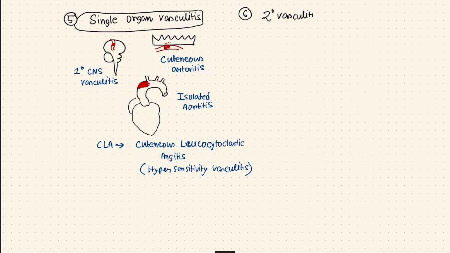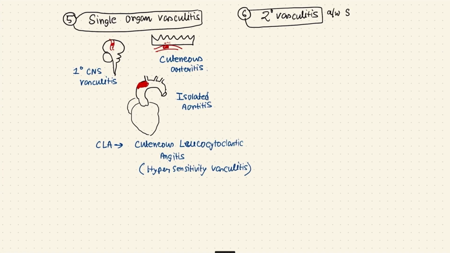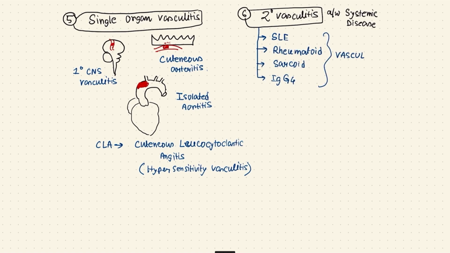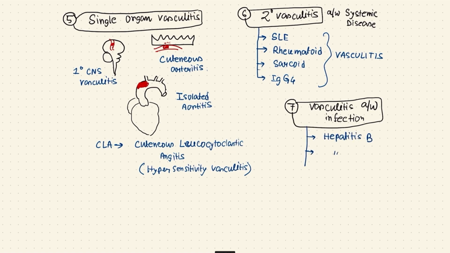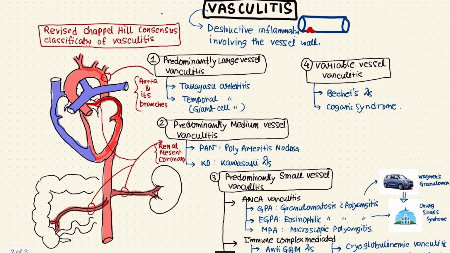And we have secondary vasculitis, which is associated with some systemic diseases like SLE vasculitis, rheumatoid vasculitis, sarcoid vasculitis, or IgG4 related disease associated vasculitis. We have vasculitis associated with some infections like hepatitis B, hepatitis C, and some associated with cancers.